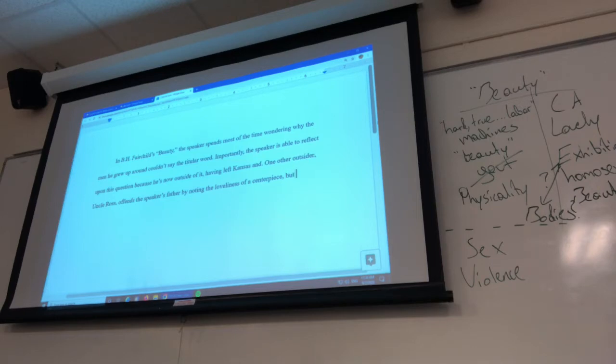This is the ugly part of drafting, like I mentioned. So, Uncle Ross offends the speaker's father by noting the loveliness of her centerpiece because, can you say kind of what you said one more time? I want to try to get it right.